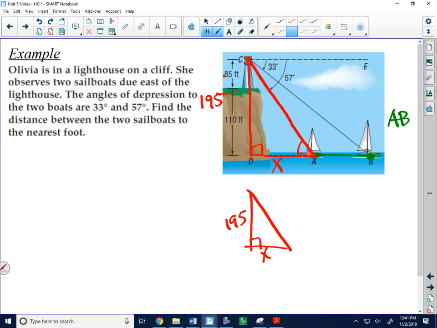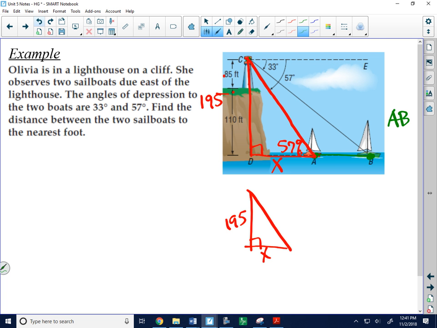Now, which one is it? Is it the 33 or the 57 that goes here? 57. Why do you say that? If you match it up with this transversal, it's that 57. That is the alternate interior one.